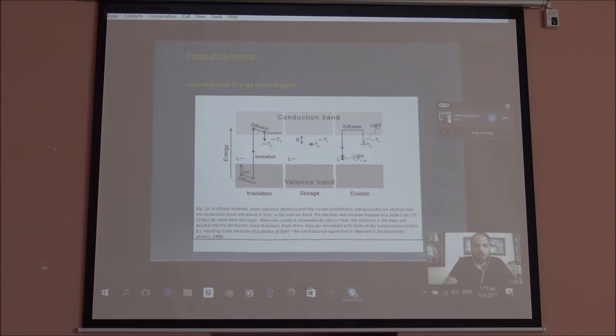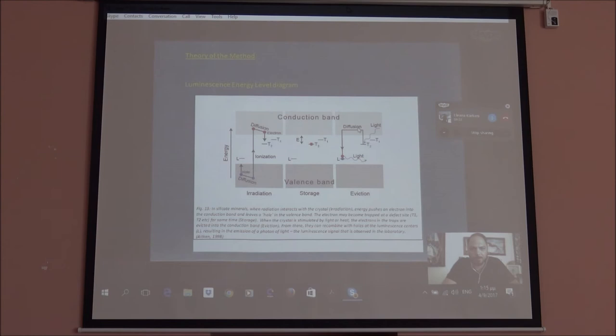The electron may become trapped at defect sites, like the T1 or the T2 that you can see in the irradiation phase, here and here, for some time. When the crystal is stimulated by light or heat, the electrons in the traps are evicted to the conduction band, which is the eviction phase here.